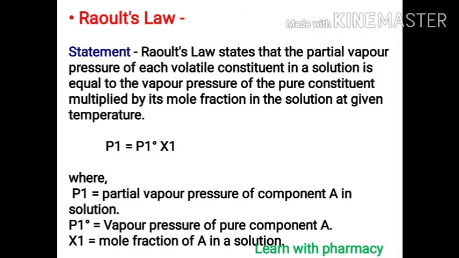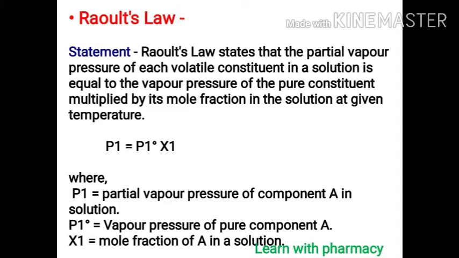So what is Raoult's Law? The statement is, Raoult's Law states that the partial vapor pressure of each volatile constituent in a solution is equal to the vapor pressure of the pure constituent multiplied by its mole fraction in the solution at a given temperature. P1 is equal to P1 naught x x1. This is Raoult's Law.